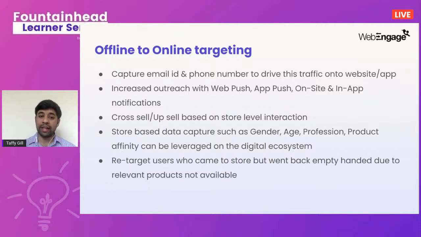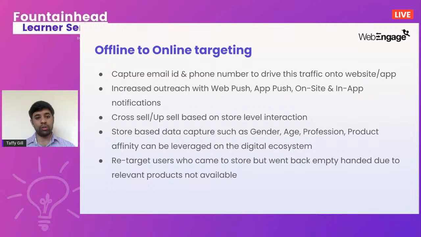You will get an increased outreach over web push, app push, on-site notifications, and in-app notifications. You can cross sell products. So if, let's say, I purchase product A from your store, and you've been able to capture email IDs and phone numbers and route them to marketing automation platforms, you can cross sell. You can do a lot of upsell campaigns.